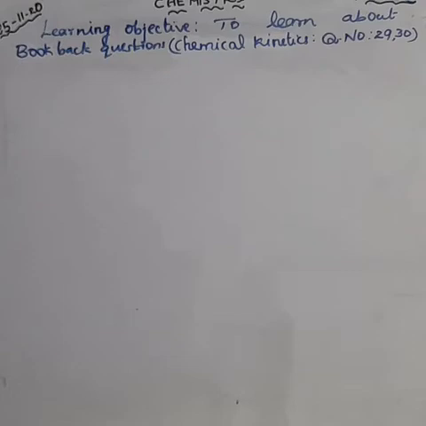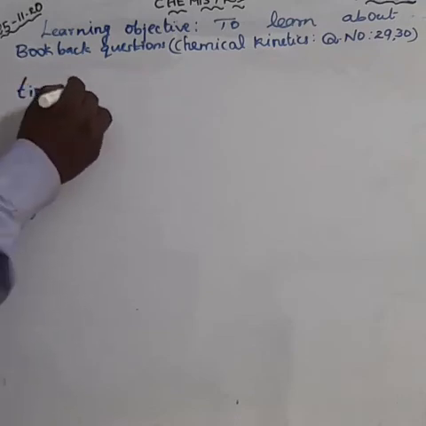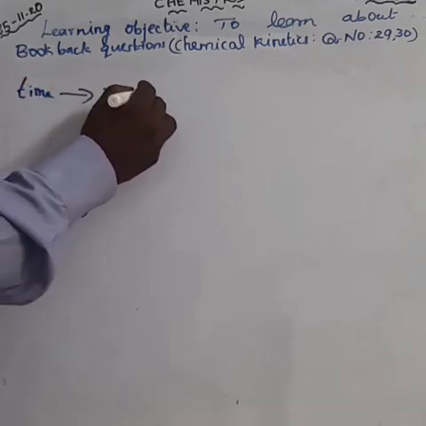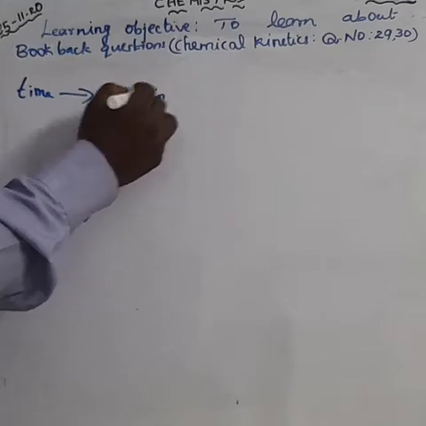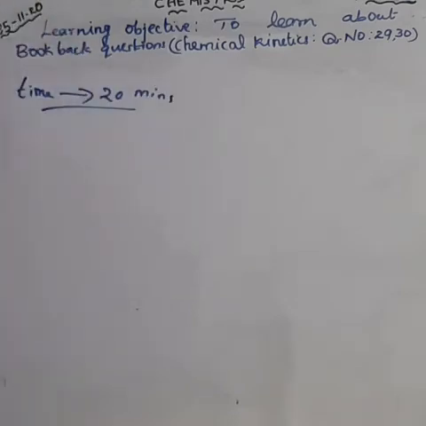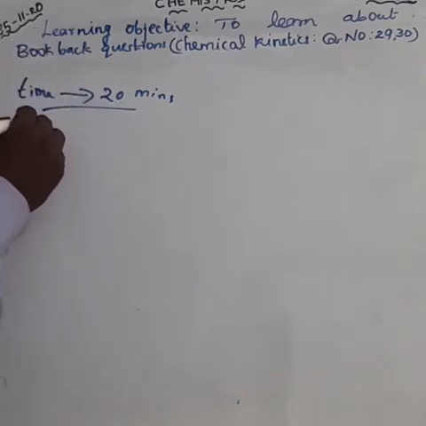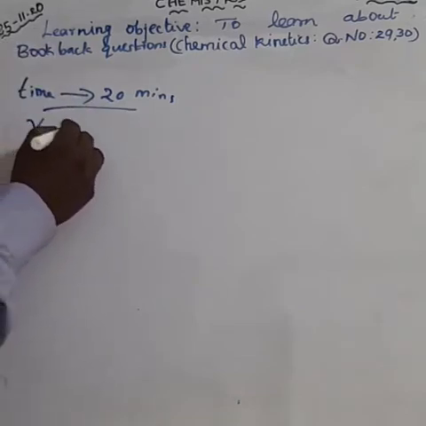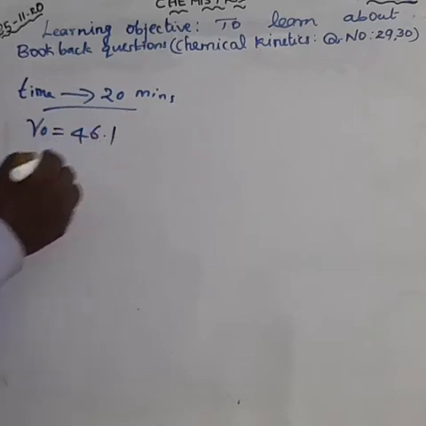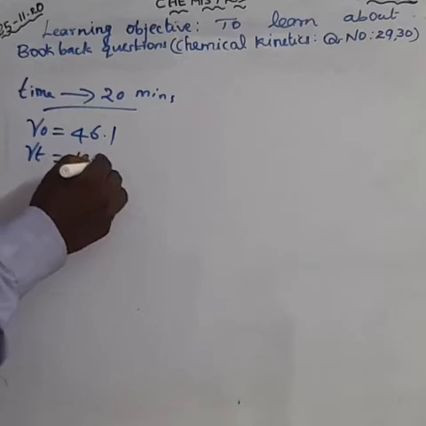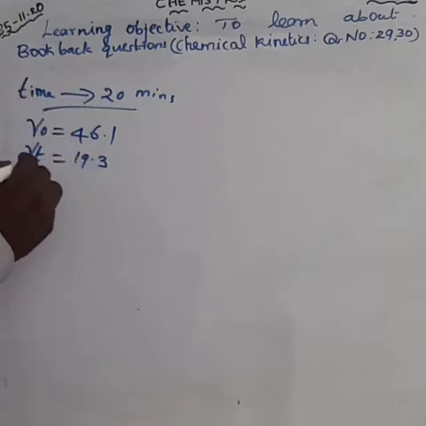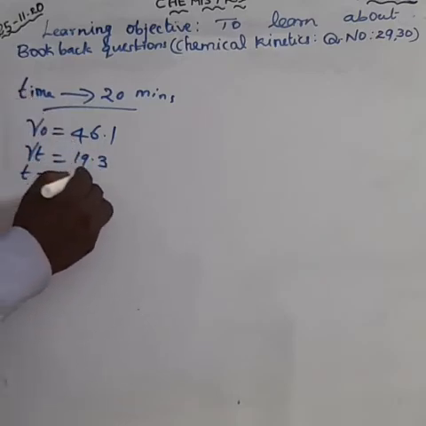Next formula. What are the given data for 20 minutes? Time is 20 minutes. Here, what are the given data? V naught is equal to 46.1. Vt is equal to 90.3. And t is equal to 20 minutes.